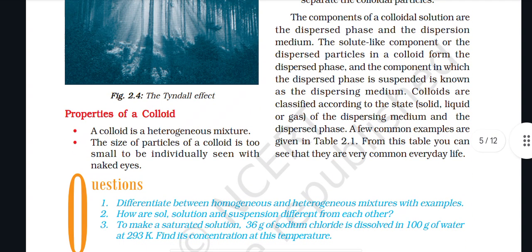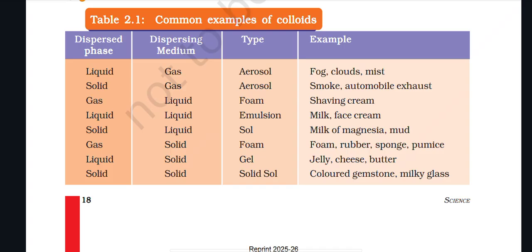The components of a colloidal solution are the dispersed phase and the dispersion medium. The solute-like component or the dispersed particles in a colloid form the dispersed phase, and the component in which the dispersed phase is suspended is known as the dispersing medium. Okay. Here are the common examples of colloids, with the dispersed phase, the dispersing medium, and the type. Example. Students, go through the above table.